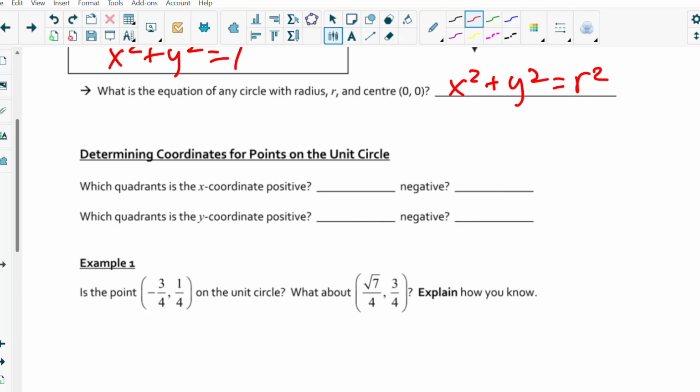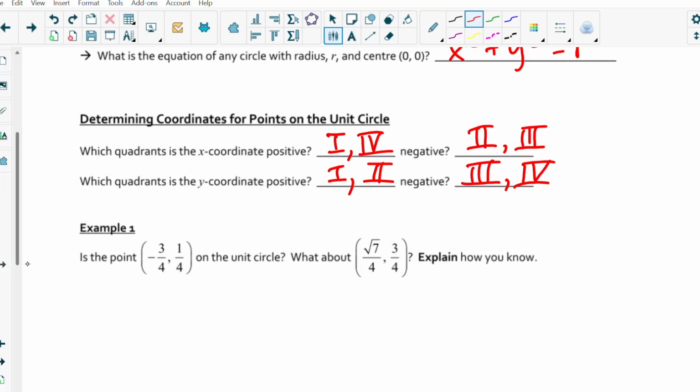Determining coordinates for points on the unit circle. Which quadrants is the x-coordinate positive? Well, we know that's quadrant 1 and 4. Negative? Well, the other ones, quadrant 2 and quadrant 3. Which quadrants is the y-coordinate positive? Quadrant 1 and quadrant 2. And the y-coordinates are negative in quadrant 3 and quadrant 4.